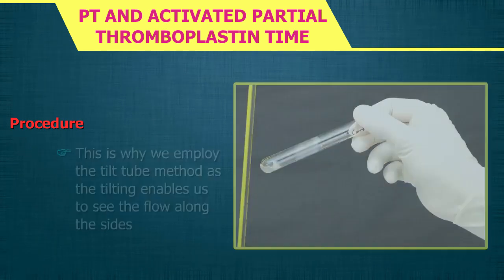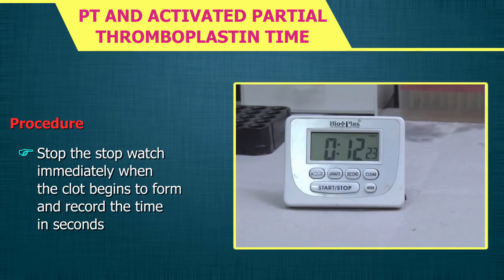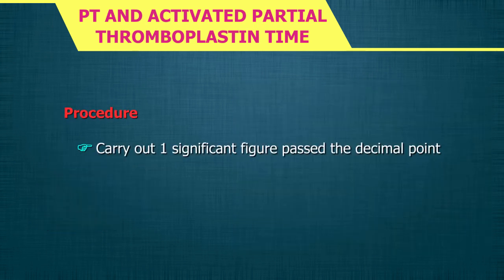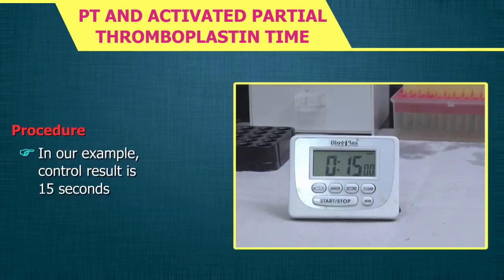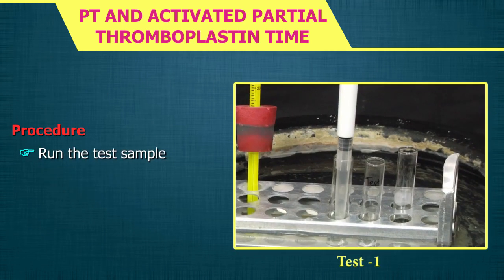8. Stop the stopwatch immediately when the clot begins to form and record the time in seconds. Carry out one significant figure past the decimal point. For example, if your result is 12.23 seconds, report as 12.2 seconds. 9. In our example, the control result is 15 seconds. 10. Similarly, run the test sample.